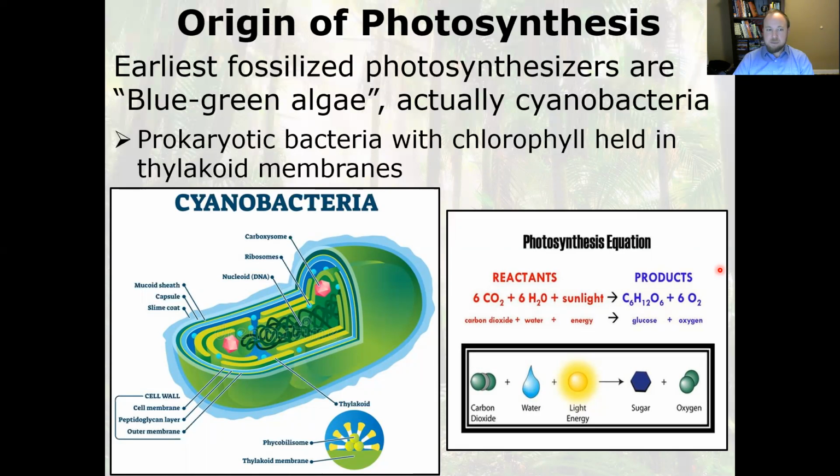So the earliest are the blue-green, quote-unquote, algae, and they were named that before we actually really knew what they were. They're actually prokaryotic cyanobacteria. So again, remember prokaryote means it doesn't have a nucleus. It doesn't have really true organelles. So this is a cyanobacteria kind of cross-section here. And the chlorophyll is held in these kind of like thylakoid membranes. So they're not really organelles. There's no like chloroplasts in cyanobacteria.